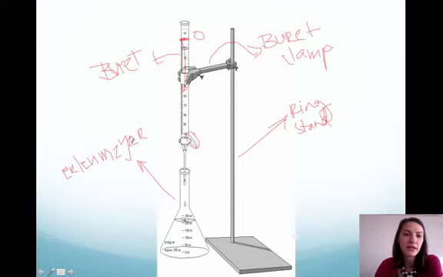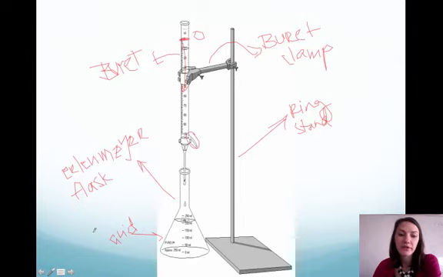E-R-L-E-N-M-E-Y-E-R. Sorry about those E's. And that's an Erlenmeyer flask that we're going to be using. And so you'll notice what we're going to do is we're going to start out with some acid in here that we don't know the molarity of. Okay, so we don't know the molarity of this. We're going to put base in here that we do know the molarity of.